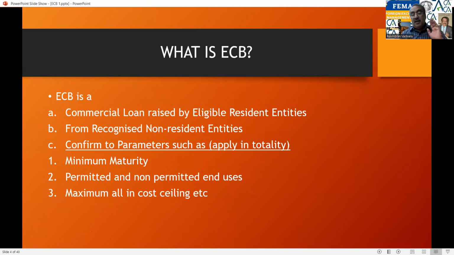Here, the parameters are: the total amount applicable, the minimum maturity, whether it's a permitted use or non-permitted use, and the maximum all-in cost. We are going to discuss these points in detail, and it's a commercial loan that you have to see.